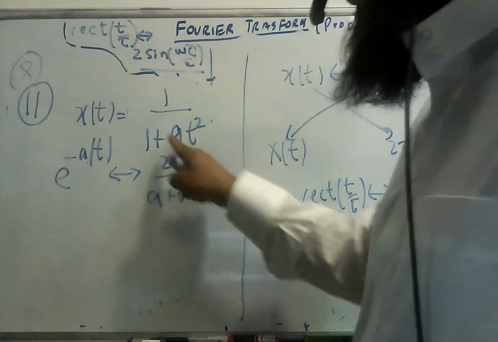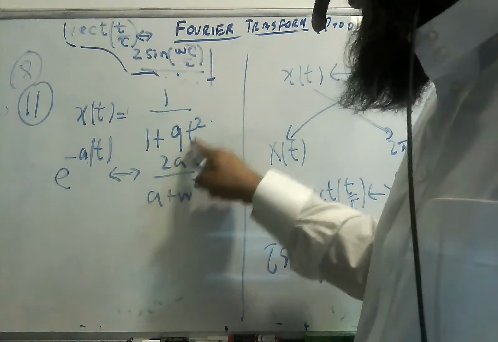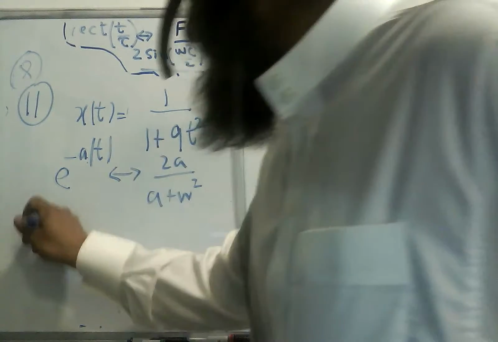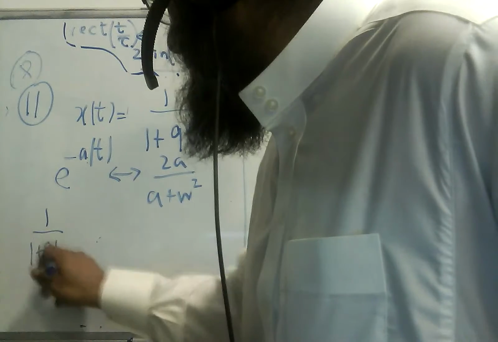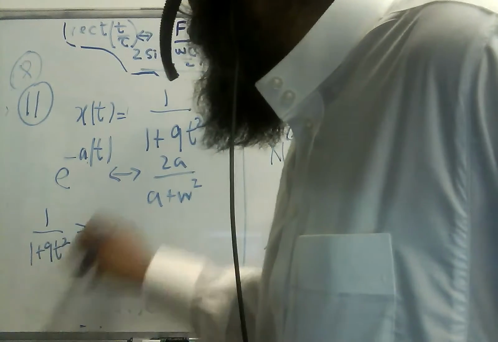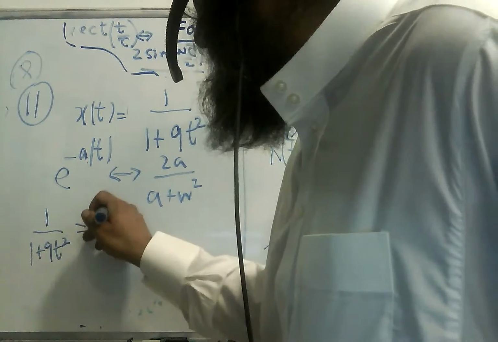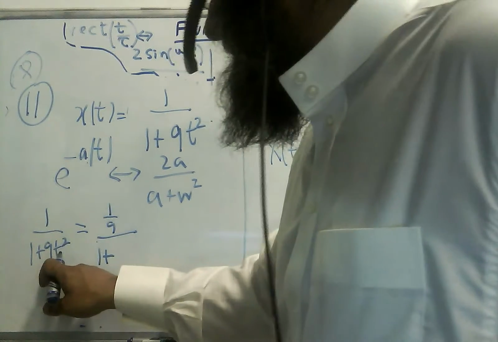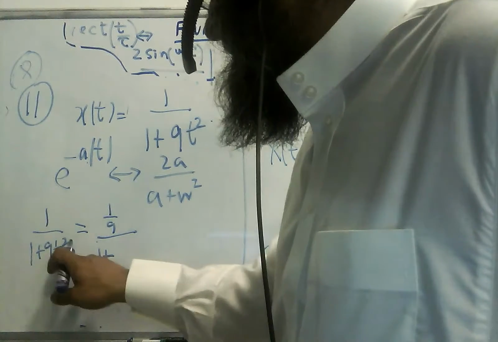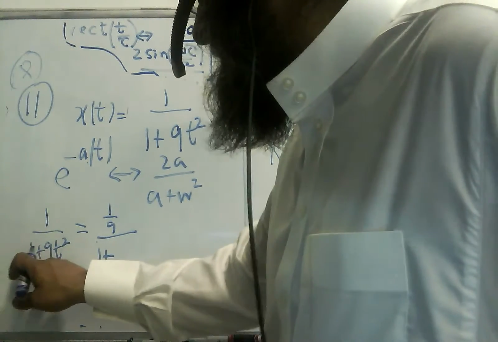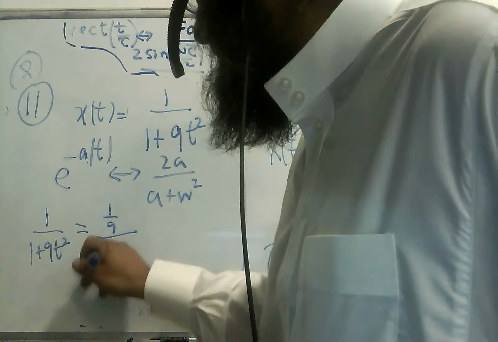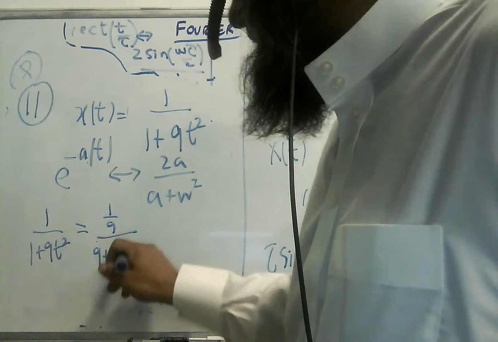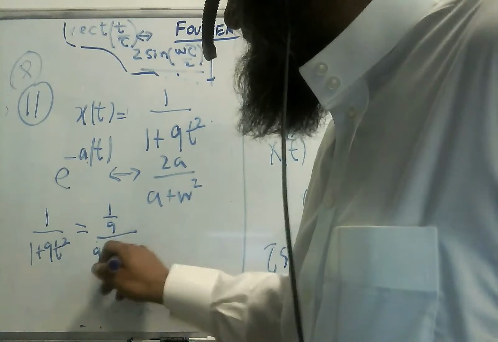But first of all, because this is omega and this is 9t square, I need to bring this in this form. So I have 1 over 1 plus 9t square, and that is equal to, I take 9 as a common factor, so it will be 1 over 9 times 1 over, I take 1 over 9 as common here, so there is 1 over 9, plus t square. So I have t square.